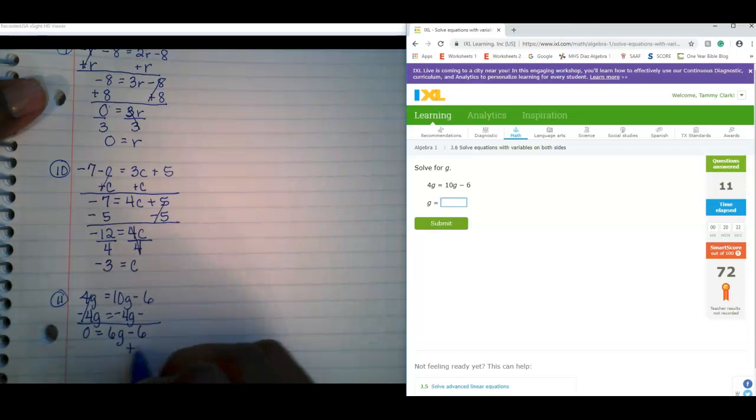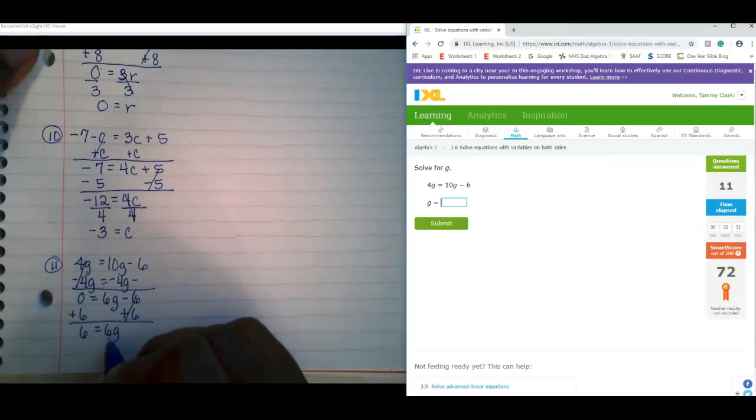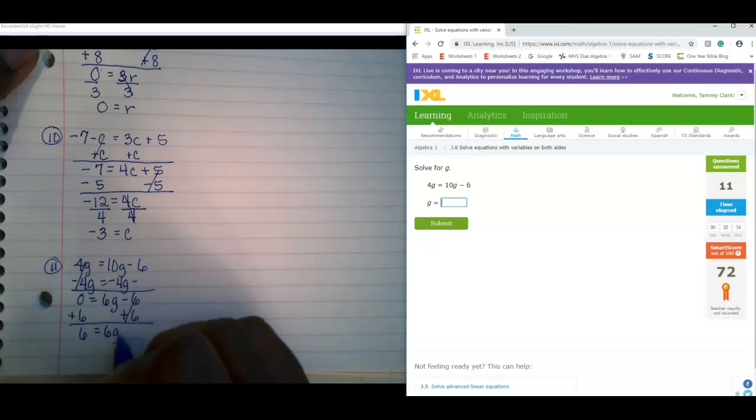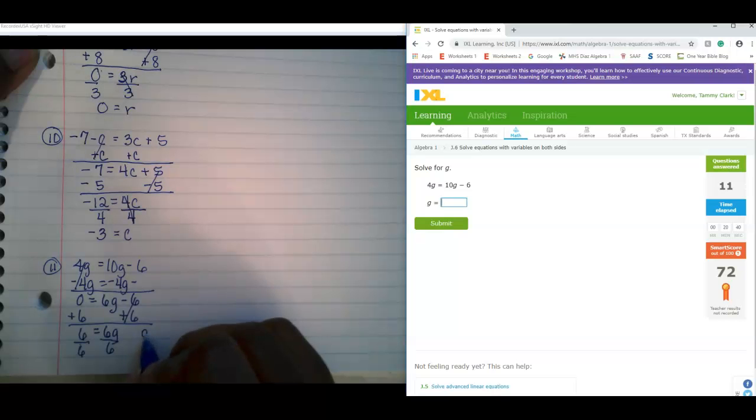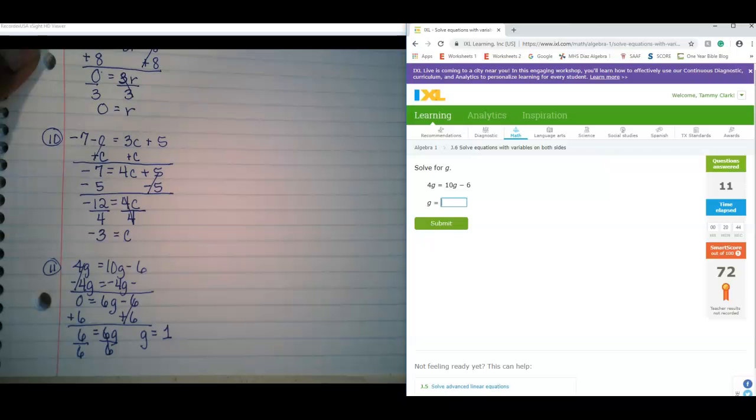Then we're going to add 6 to both sides of the equation. And that leaves us with 6 equals 6g. Well, 6g is the same as saying 6 multiplied by g, so we're going to divide by 6 on both sides of the equation. Therefore, g has to be 1.